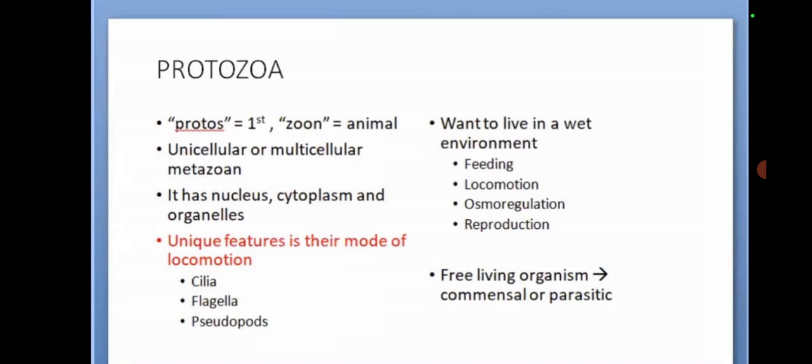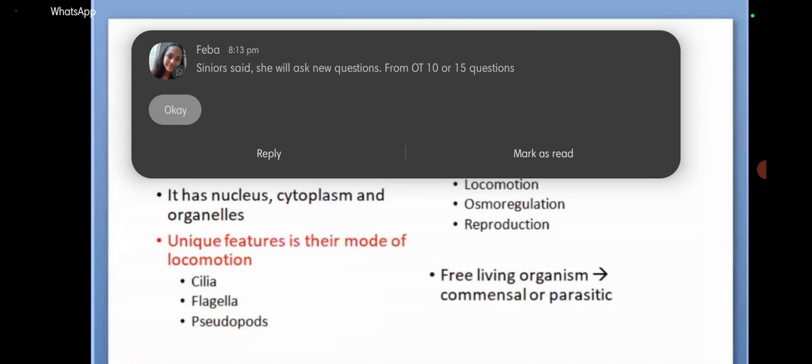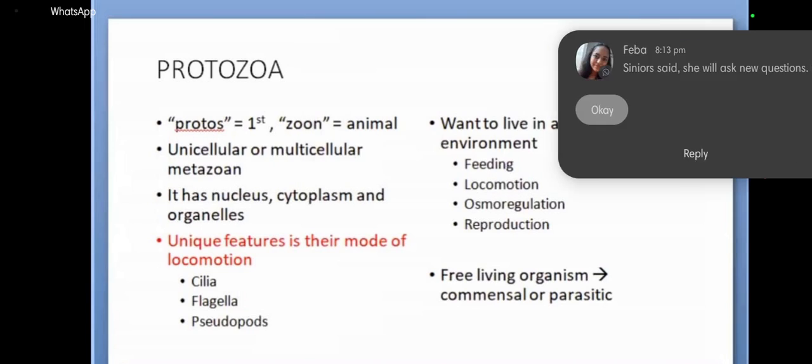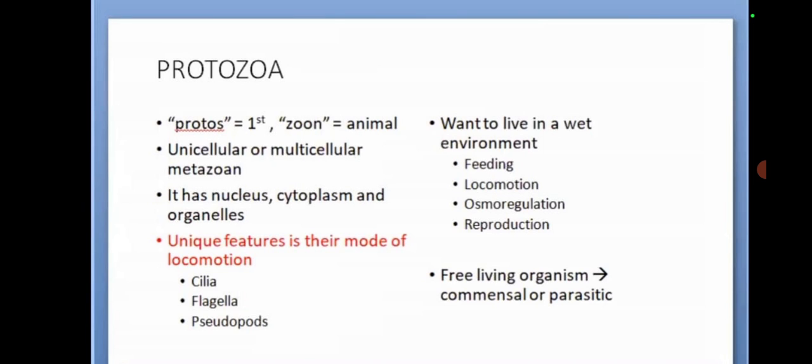So protozoa: proto means the first one, zoon means animal. This may be unicellular or multicellular metazoan. Protozoa have a nucleus, cytoplasm, and organelles. The unique feature is their mode of locomotion: cilia, flagella, pseudopods. They want to live in a wet environment for feeding, locomotion, osmoregulation, and reproduction. The free-living organisms are commensal or parasitic.